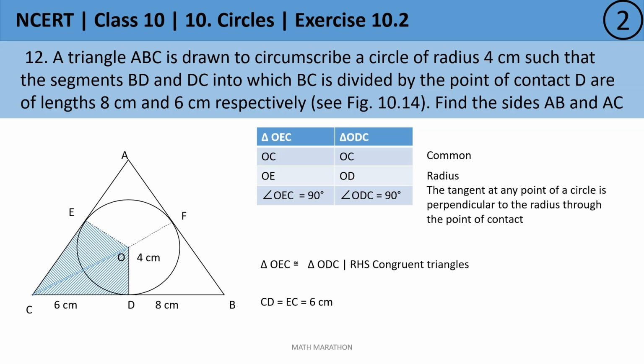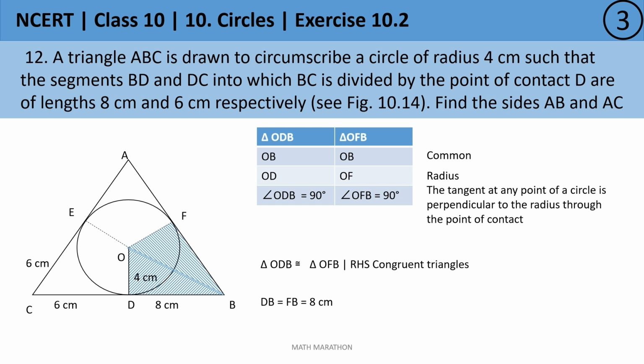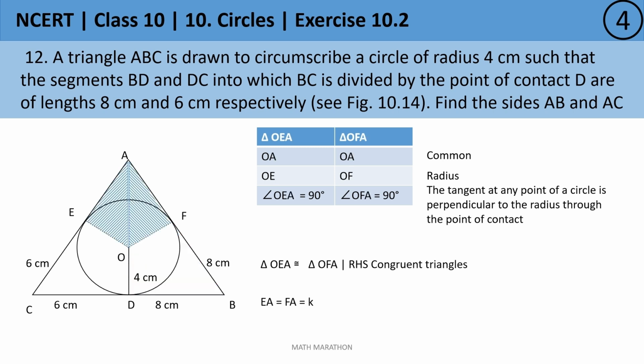So, CD is equal to EC is equal to 6 cm. Similarly, triangle ODB and triangle OFB are congruent triangles. So, DB is equal to FB is equal to 8 centimeter. Similarly, triangle OEA and triangle OFA are congruent triangles. So, EA is equal to FA. Let us note this length as K. So, EA is equal to FA is equal to K.